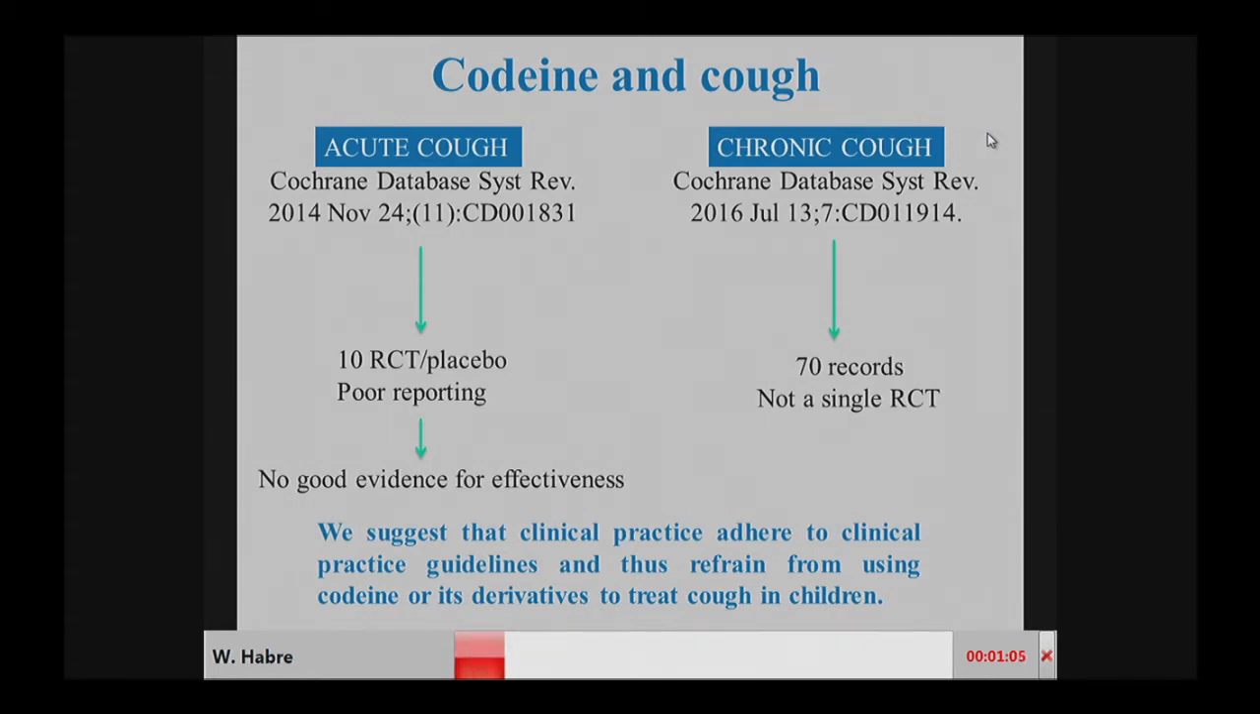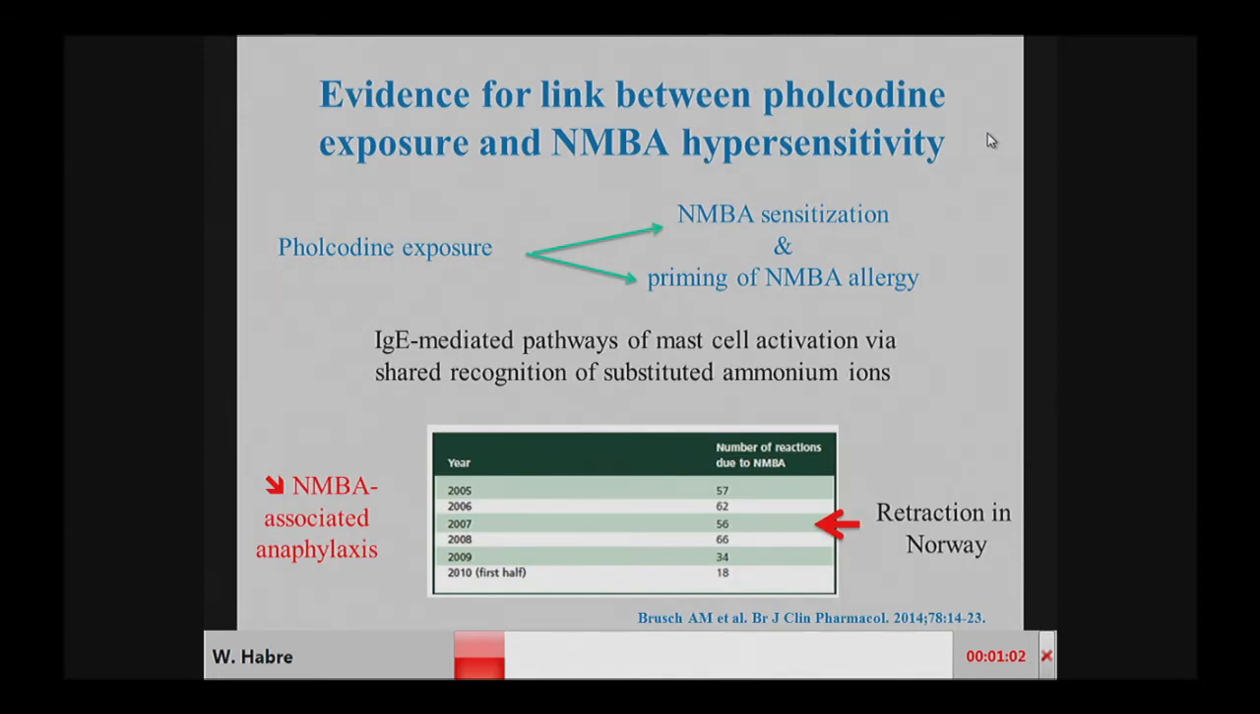Why am I talking to you about this? Because you have to be aware that there is evidence for a link between codeine exposure and neuromuscular blocker anaphylaxis. There are so many kids or adults who have probably already developed IgE through use of this drug in the past or in infancy. This is due to a shared recognition of substituted ammonium ions between codeine and the myorelaxant. So if you have a patient who has anaphylaxis with a myorelaxant, think about prior consumption of codeine. This is very important.